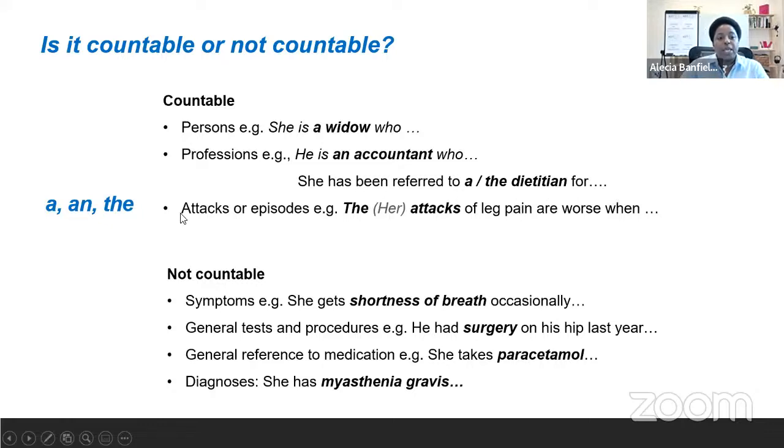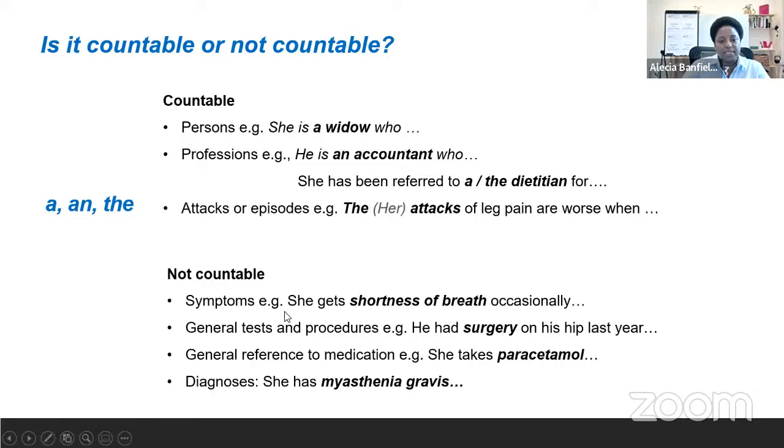Professions: he is an accountant, or she has been referred to a or the dietitian for whatever. We also say that attacks or episodes are finite. They have a beginning and an end. Those are countable. So the attacks of leg pain are worse when she walks more than 5 minutes. You can also say her attacks, which is called a possessive pronoun. Who do the attacks belong to? Her, or his. That's also acceptable.